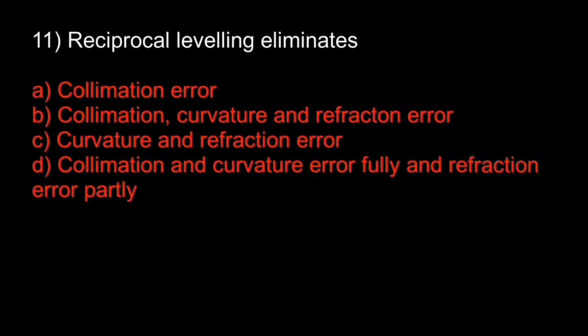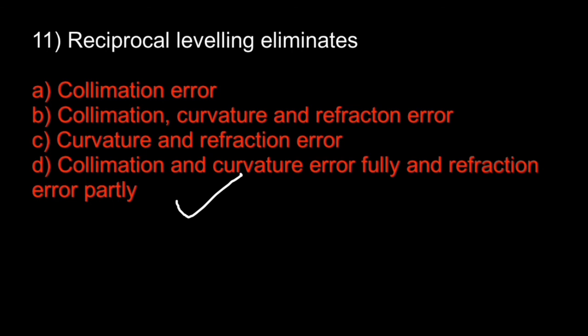Reciprocal leveling eliminates: option A, collimation error; option B, collimation curvature and refraction error; option C, curvature and refraction error; option D, collimation and curvature error fully and refraction error partly. And the answer is option D, collimation and curvature error fully and refraction error partly.